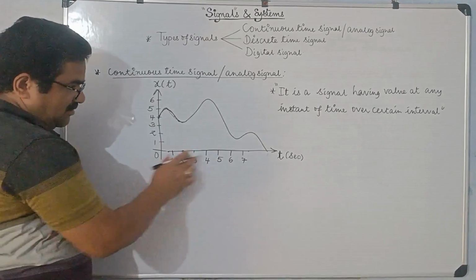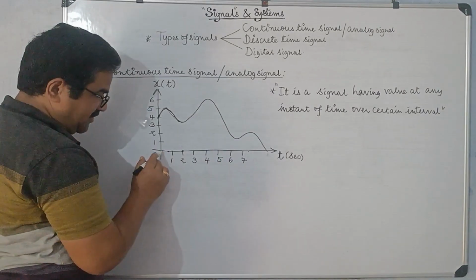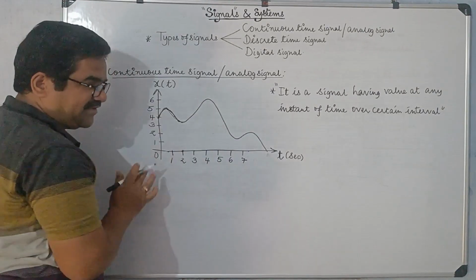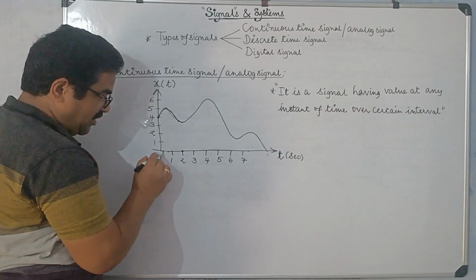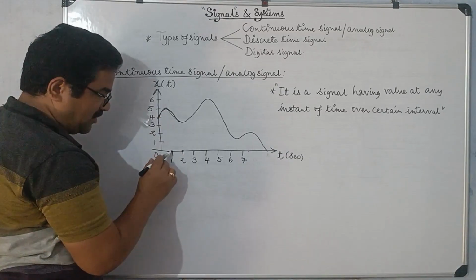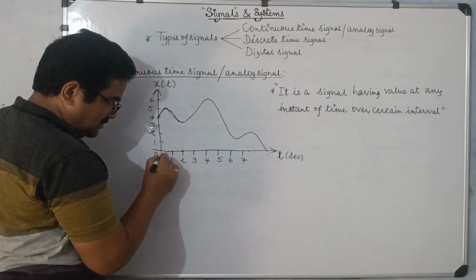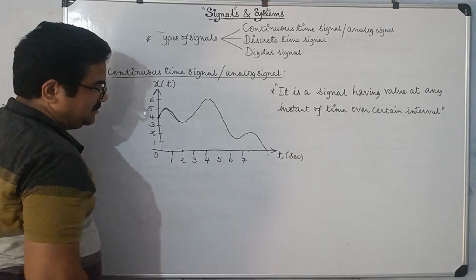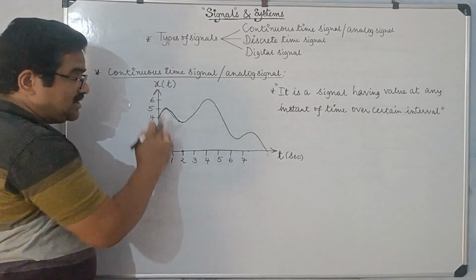Now, if you take the time axis, it is continuous between 0 and 1. Let us say at 0.5, I have the signal. At 0.1 second, I have the signal. At 0.9 seconds, I have the signal. So, my time axis is continuous and my amplitude is also continuous.